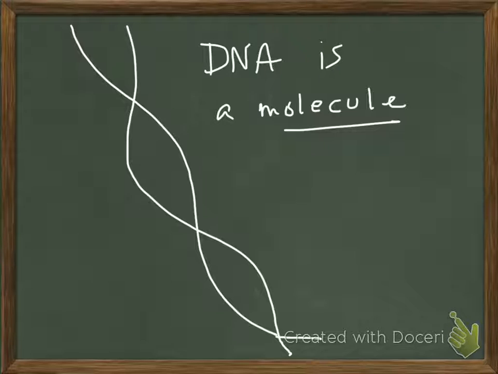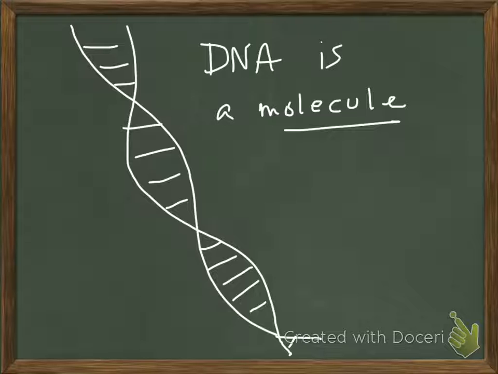Is a molecule bigger or smaller than an atom? Bigger. It's bigger. A molecule is made up of atoms. And a cell is made up of molecules. So if we go from the tiniest thing out, I'll draw my little ladder rungs here. Okay. DNA is a molecule.